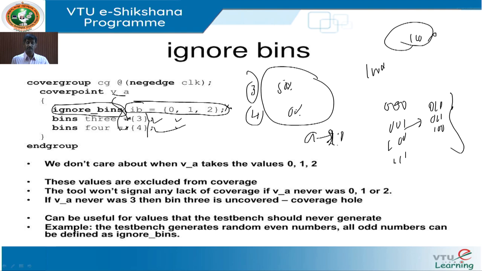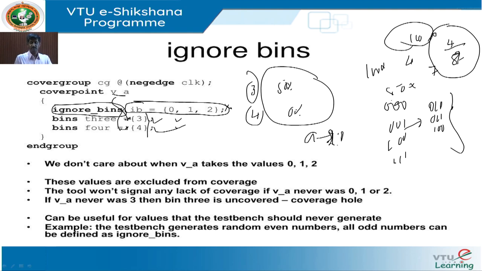So, what is the coverage ratio? Out of 7, I covered only 4. So that is 4 divided by 7. If you take the ignored one also, it is 4 by 8, that is around 50%, right. So this is what you need to cover.